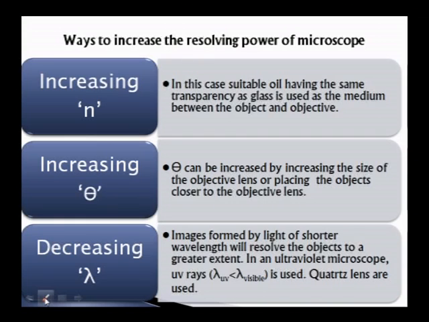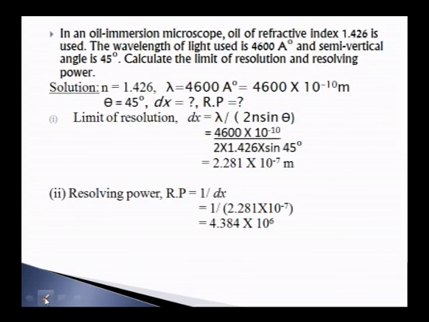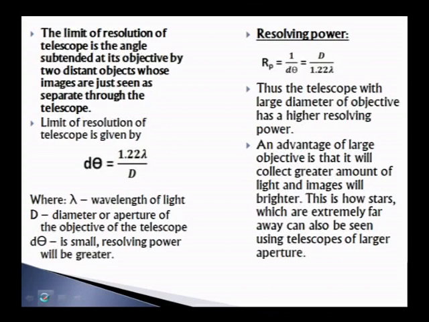By increasing the theta, that is by increasing the size of the objective lens, again the resolving power of a microscope will increase, or else by decreasing the wavelength. That is, rather than allowing the visual light, the daylight, if we can allow the ultraviolet ray or the infrared to get reflected, then the resolving power of the microscope can be increased. So this is how the resolving power of the microscope can be increased. Some of the problems we solved last time, remember this.